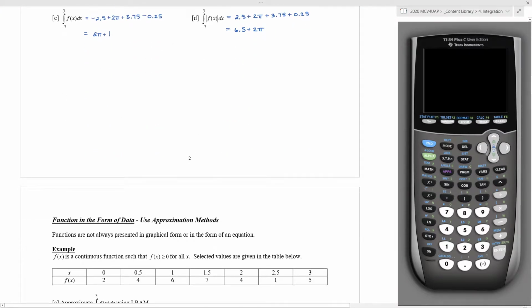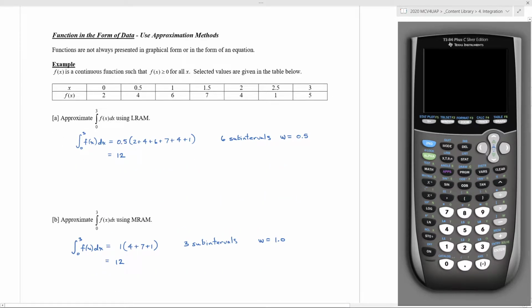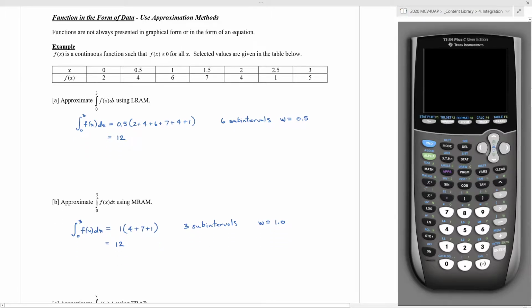The next way to evaluate definite integrals is to use approximation methods. So sometimes the function is not presented in a graph or in the form of an equation, but rather the function is given to you as a table of values. So if it's given to you as a table of values, you can use approximation methods. So what does that mean? That means you can use LRAM, RRAM, midpoint rectangular approximation, or trapezoids.